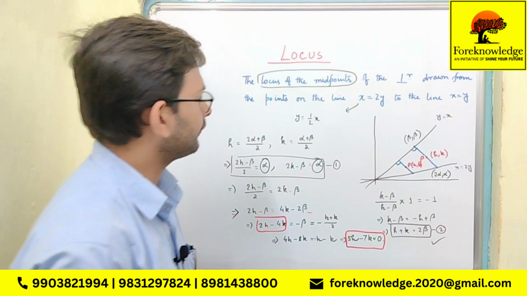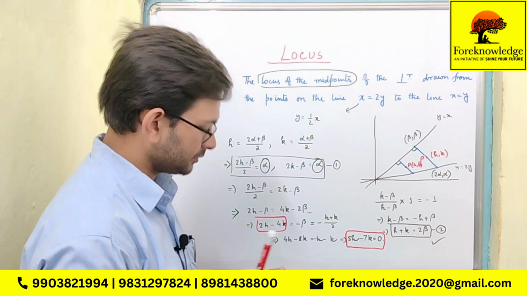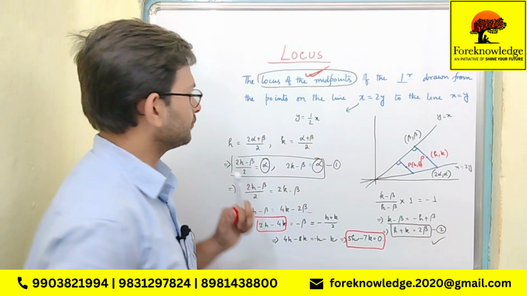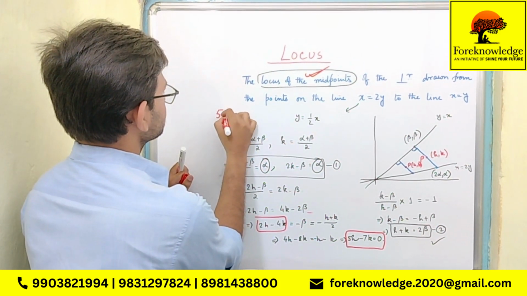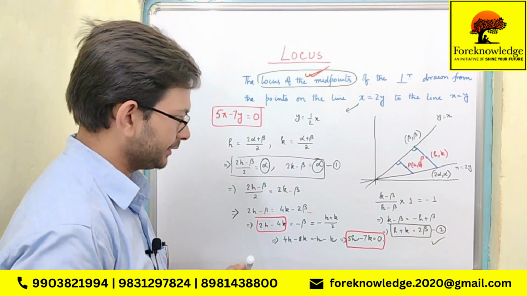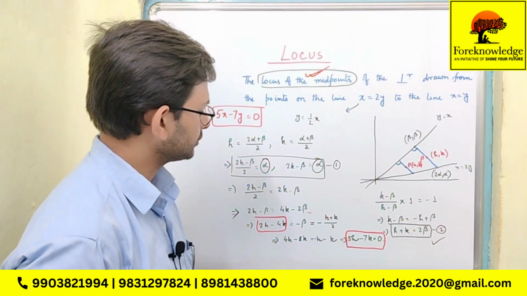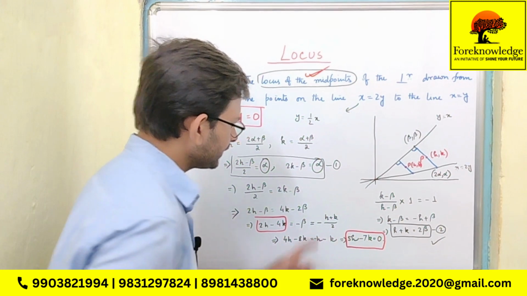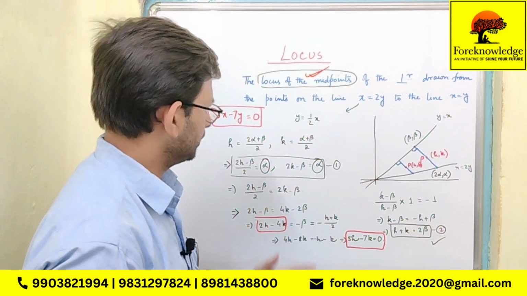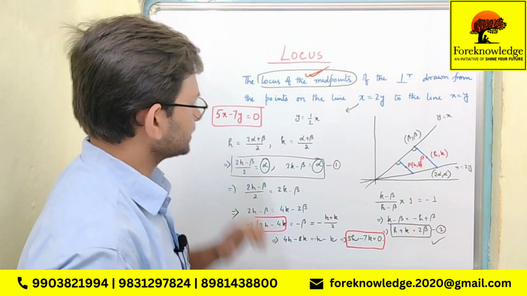Now the final step: we have to replace h and k by x and y. So the locus of the midpoints will be 5x minus 7y equal to 0. This is the locus of the midpoint. That means option B, option 2. There was a little mistake in the last step of the problem, so just don't skip that part. I have corrected it. So this is the answer.